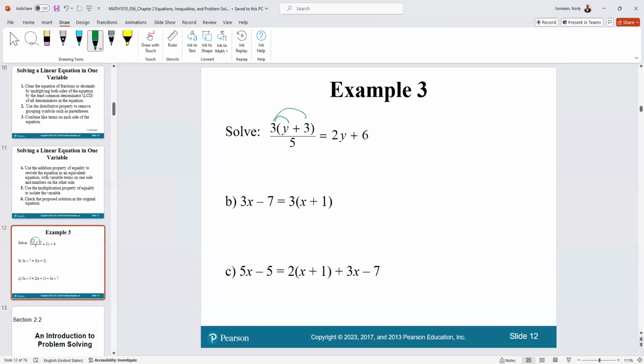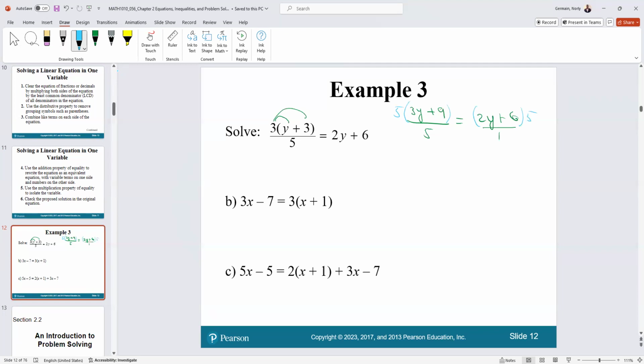So it's make it that I would have like 3y plus 9, but still over 5. And on the other side, I'm going to have 2y plus 6. Remember, the whole thing here is really over 1. Looking at both sides, what would you say the least common denominator is? Well, the least common denominator here is really 5. So you can multiply both sides by 5 to get rid of the denominator on the left.